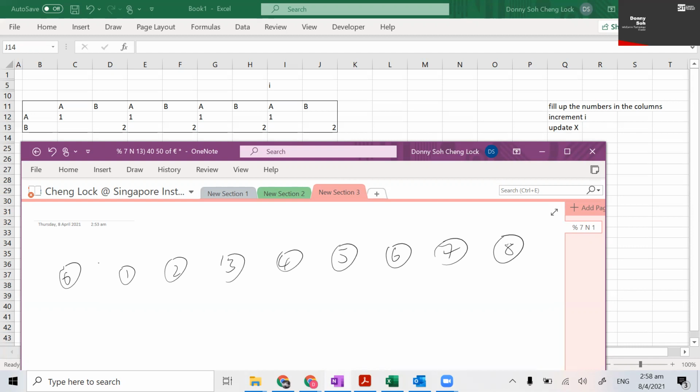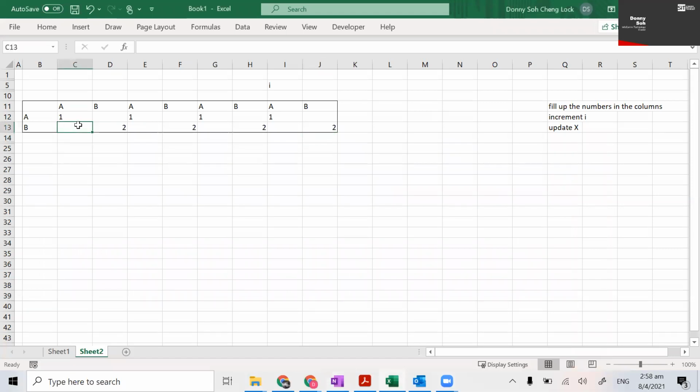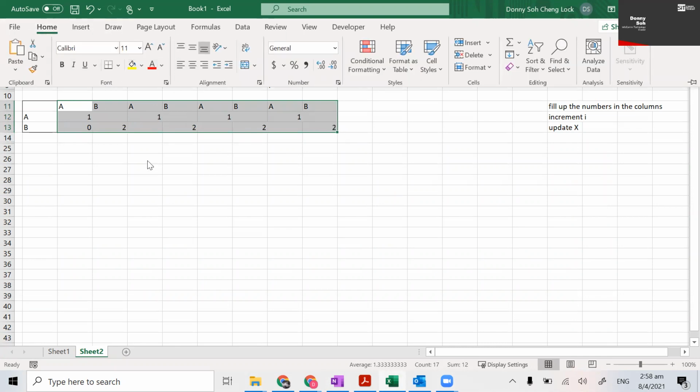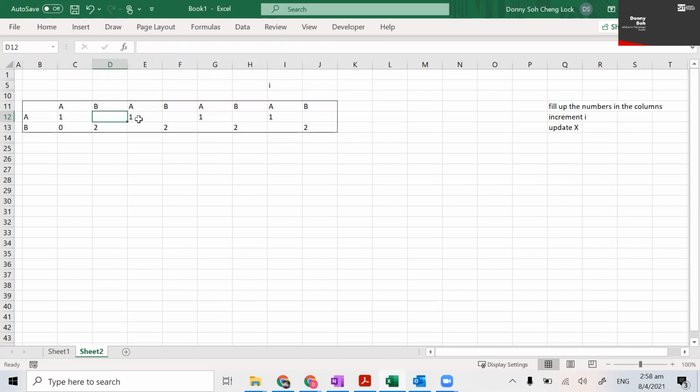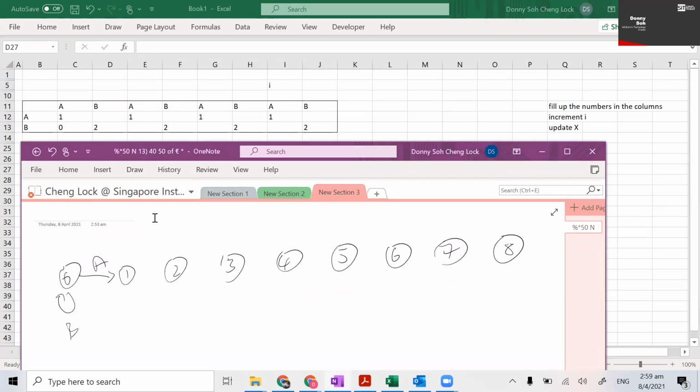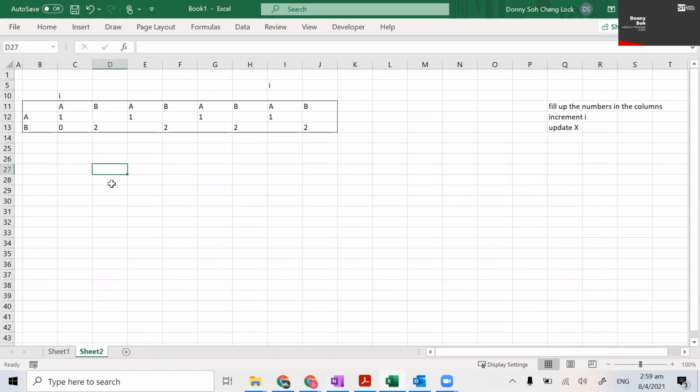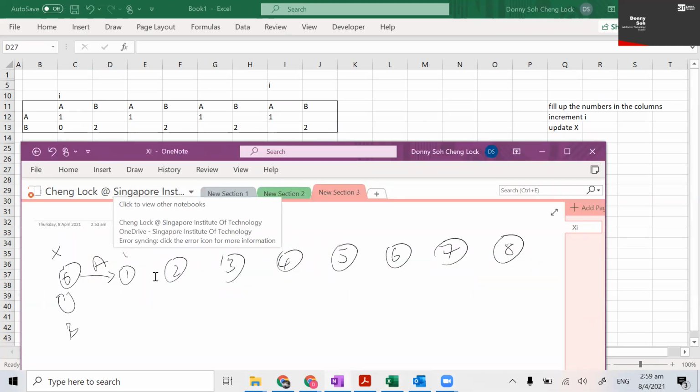The first one is trivial. So this is A, and B goes back to itself. Okay. Then after that, let's fill this up. It goes back to itself. Goes back to itself. And then the next thing is we increment I. I comes over here, and X comes over here. And I over here as well. Okay. So we're done with the first part.